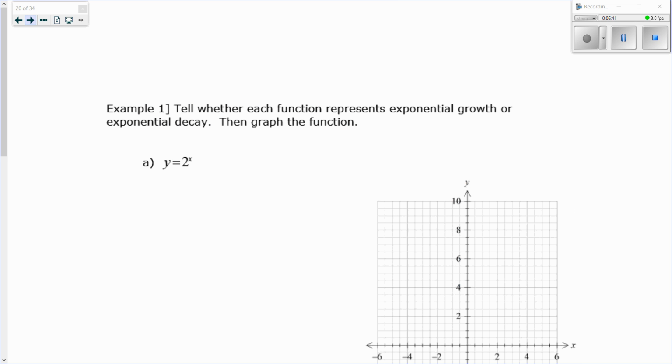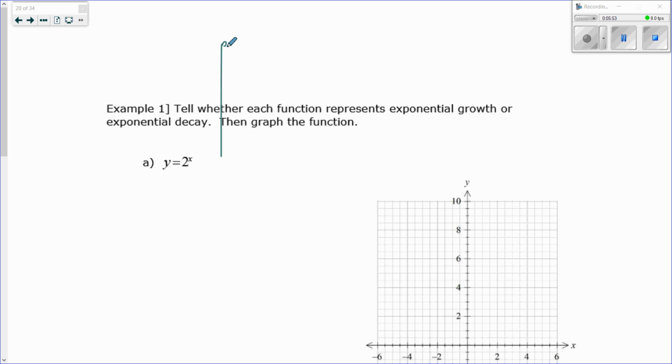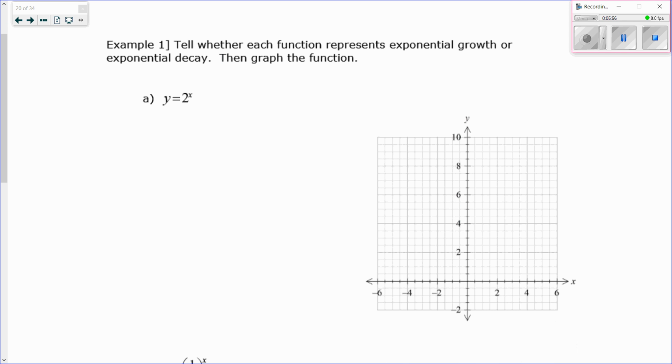Okay, so now we're actually going to graph. First thing we need to do is tell whether each function represents exponential growth or exponential decay, and then graph the function. So our first graph here, y equals 2 to the x. My base is equal to 2. Therefore, this would be considered growth because it's greater than 1.